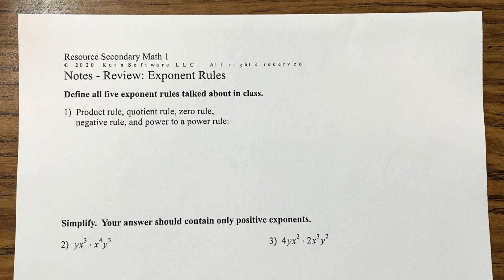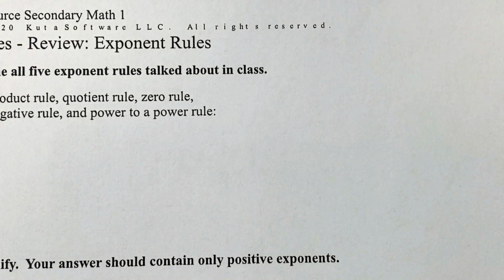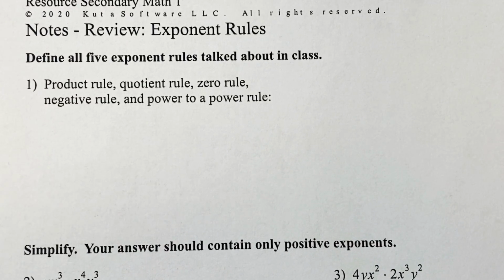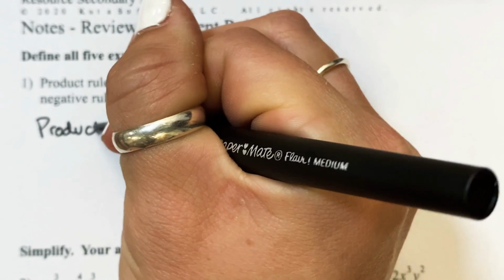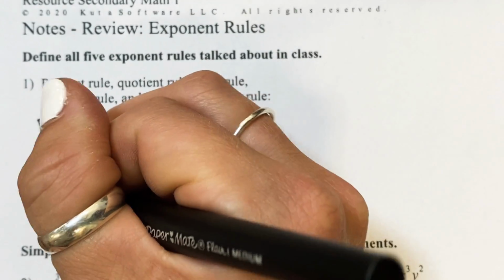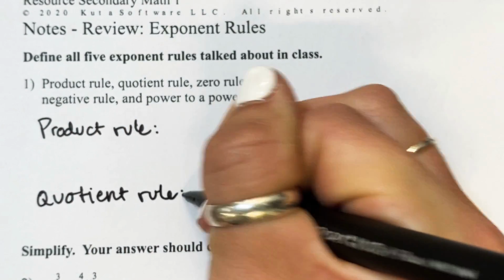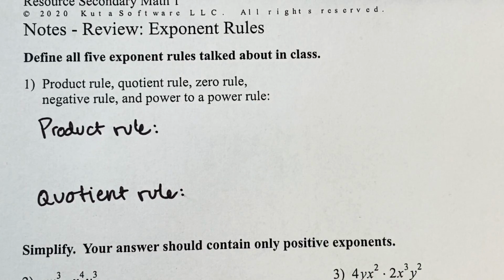So on number 1, it's asking us to define all exponent rules that we've talked about in class. Okay, so we've talked about 5 exponent rules. I'm actually going to write each of these out, and we are going to define all of them. So our first one is our product rule. Okay, our next one is going to be our quotient rule. Just reminding you, whatever I write, you should write. Okay, let's take these two first.